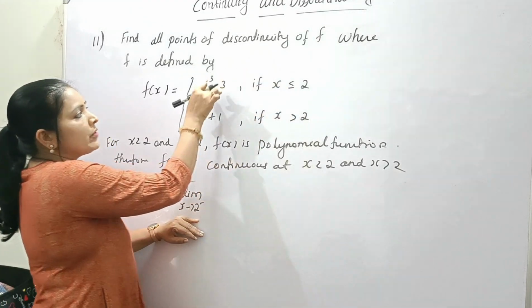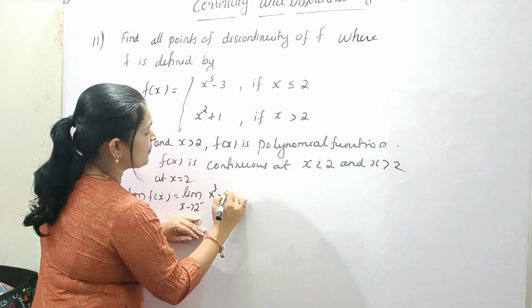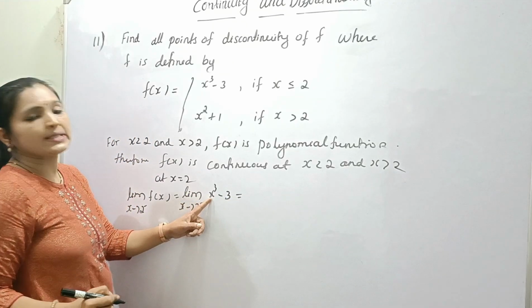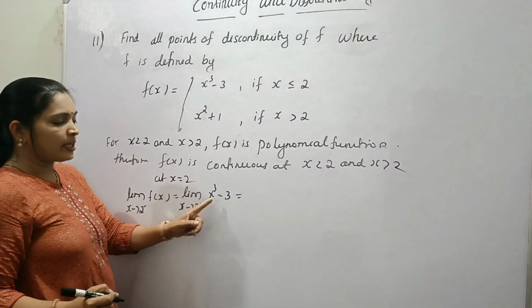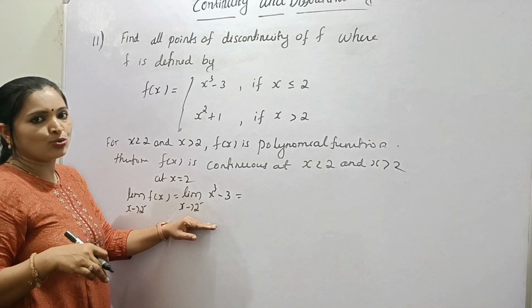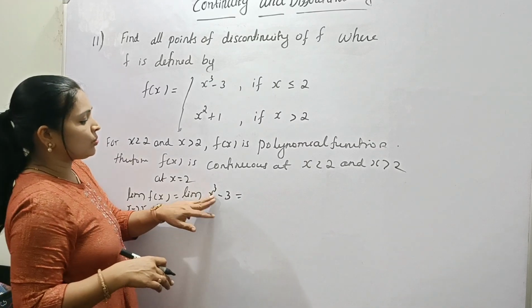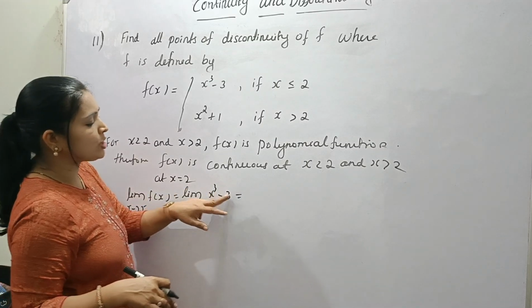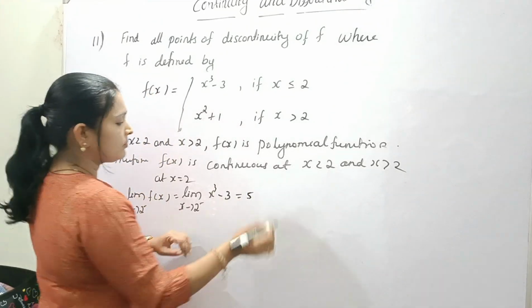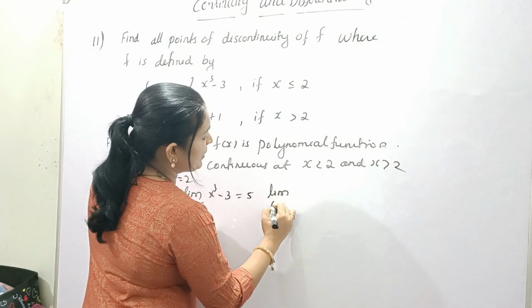When x less than 2, the function is x cube minus 3, that is equal to, substitute x is equal to 2. Okay, not minus 2. 2 minus means less than 2, left of 2. So 2 cube is 8, 8 minus 3, 5. Next, let's find right hand limit.